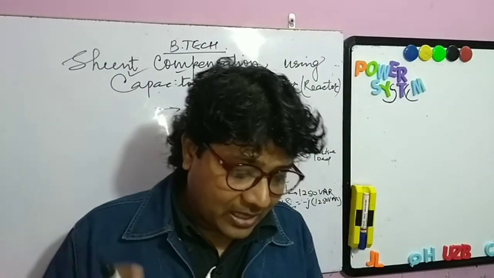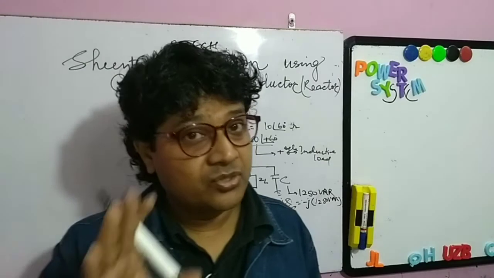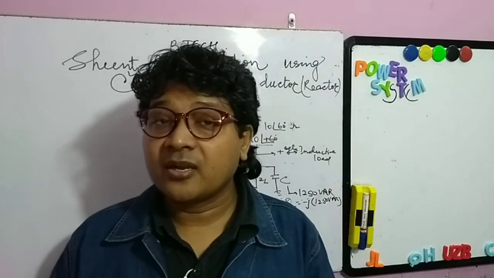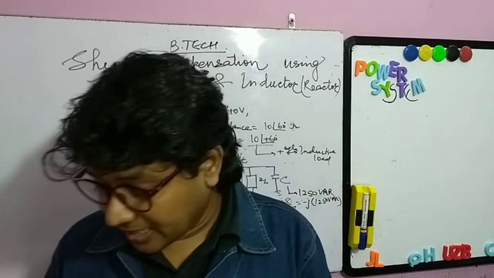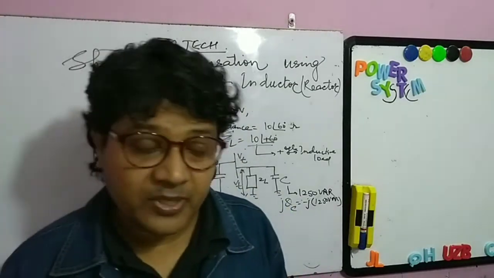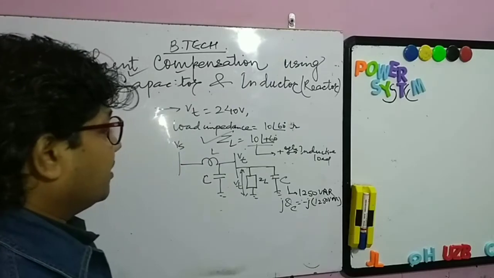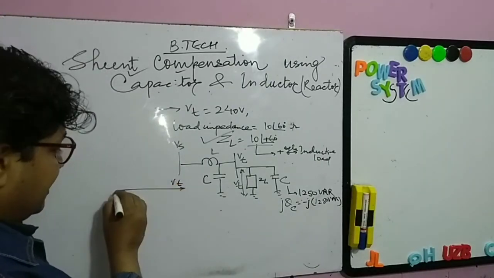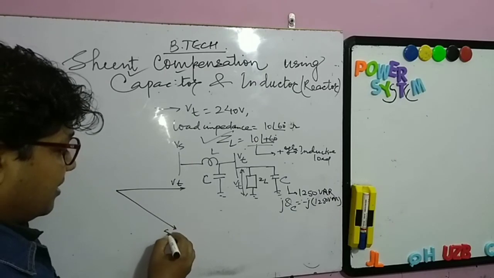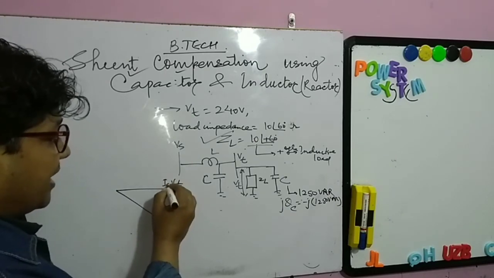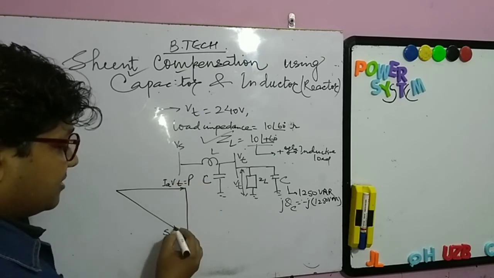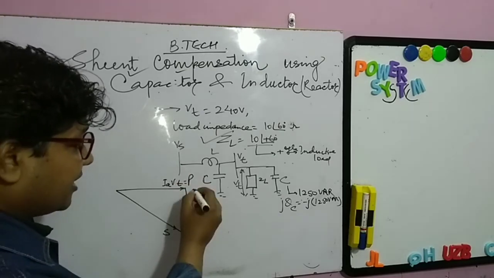I will try my level best to solve this problem using power factor, or power angle, and I am going to explain the power angle. So this is your V_t and this is your S. So V_t into I_a cos phi is your active power, and this is your reactive power.